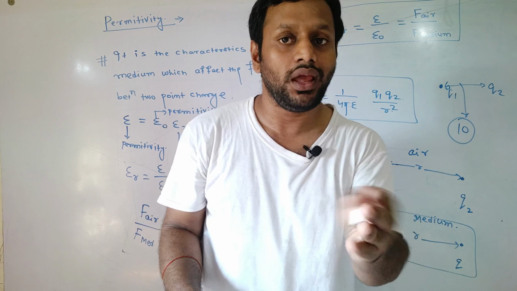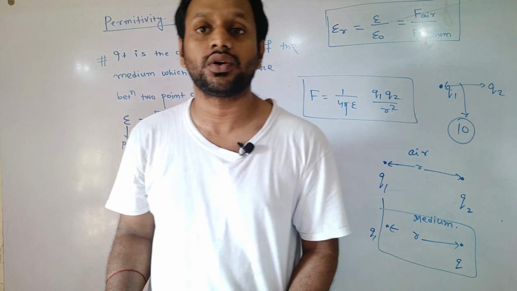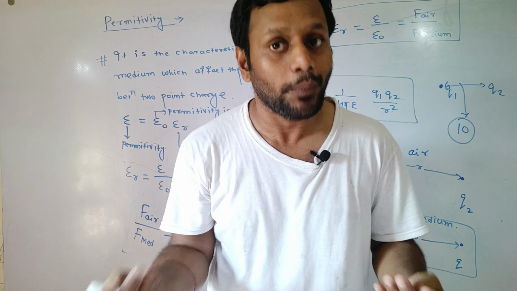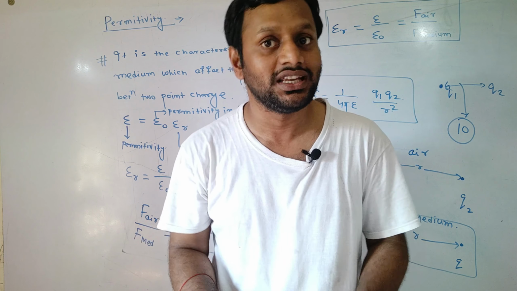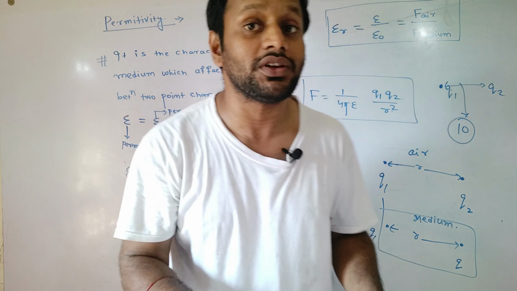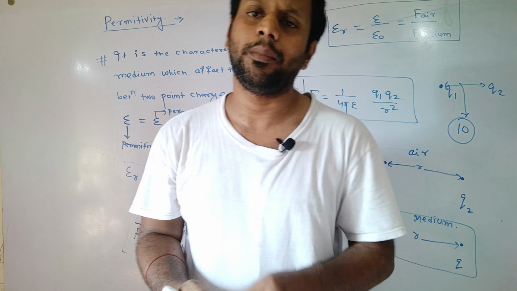Previously I measured 10 newton in the air medium, in vacuum, now I am measuring 2 newton. So the force decreased by a factor of 5, and the factor by which the force decreases is the relative permittivity of that medium. So the relative permittivity of the second medium is 5. Understood? And again the definition is very clear.